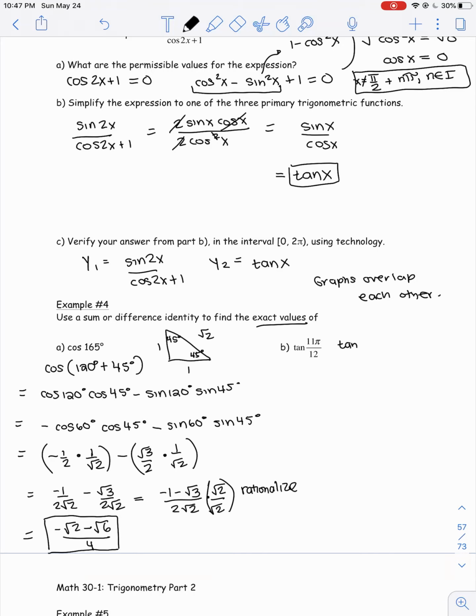Example 3, you're going to split tan 11 pi over 12. We're going to split it as pi over 4 plus 2 pi over 3. So these will still add up to 11 pi over 12. And then what we can do is use the identity for tan(a plus b), which is equal to tan a, which is pi over 4, plus tan b, which is 2 pi over 3, divided by 1 minus tan a multiplied by tan b.